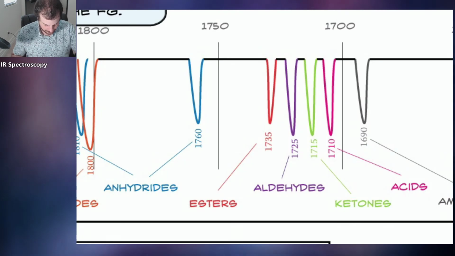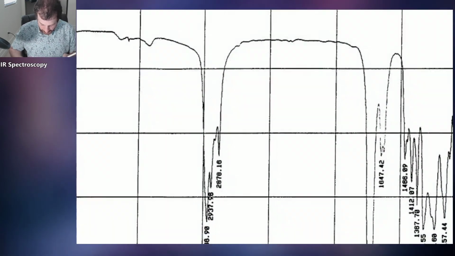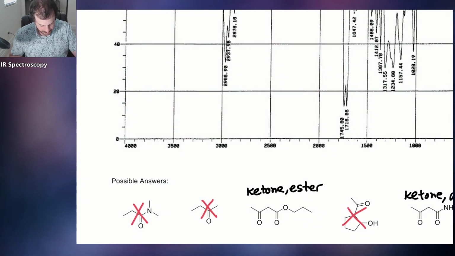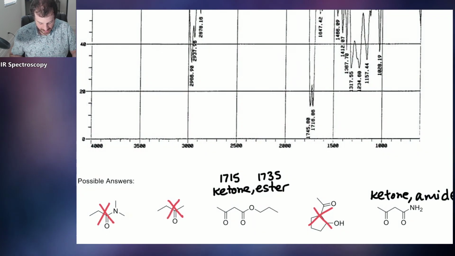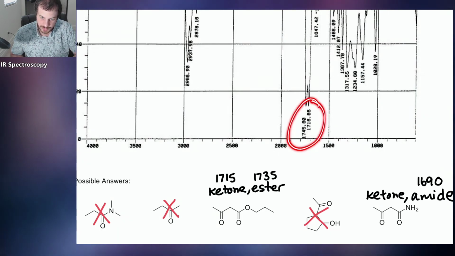So now let's take a look back at our question here. Okay, the two peaks we have is one at 1745 and one at 1718. So remember, our ketone shows up at around 1715. Our ester was like 1735. And our amide was like 1690. So which possibility matches most closely with these numbers?